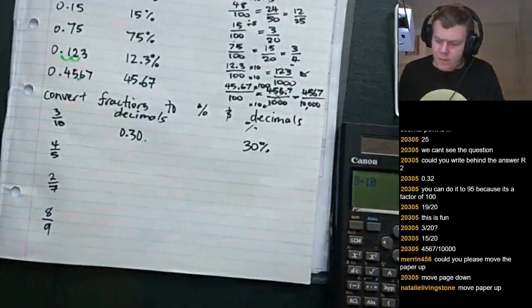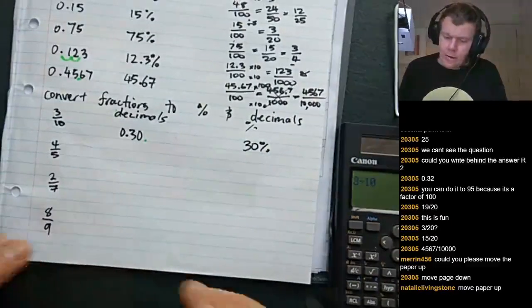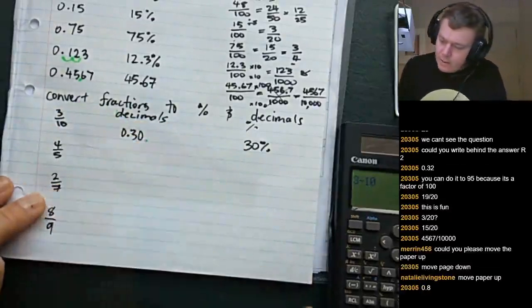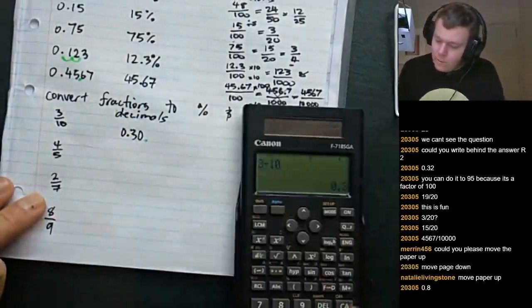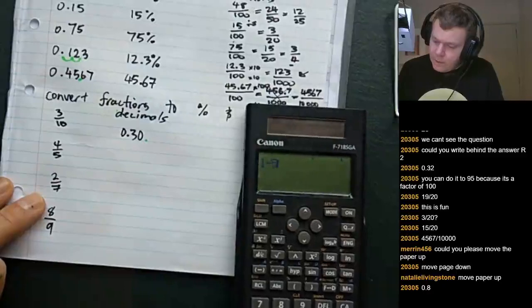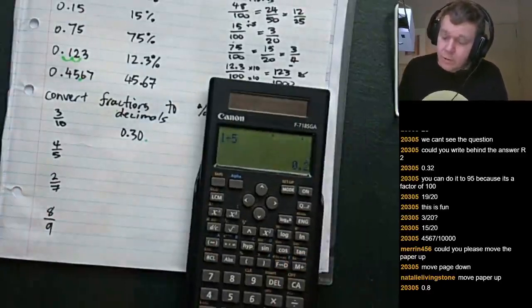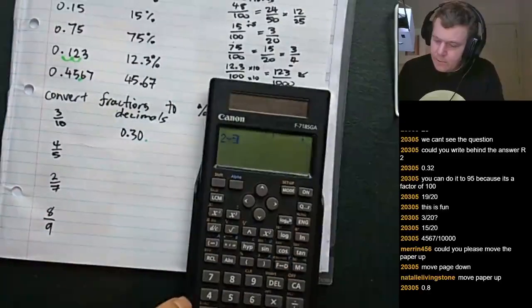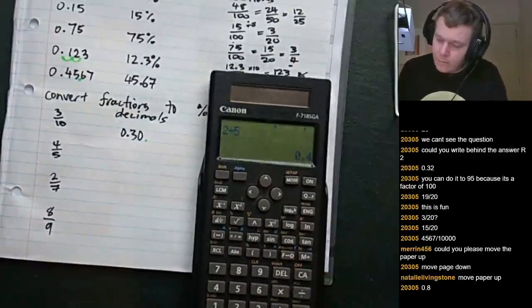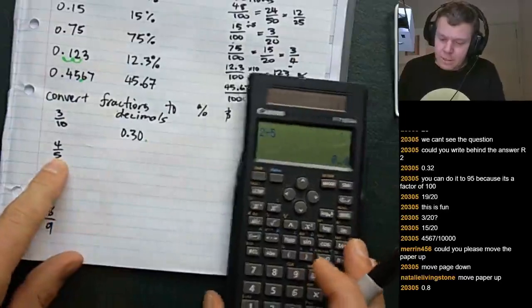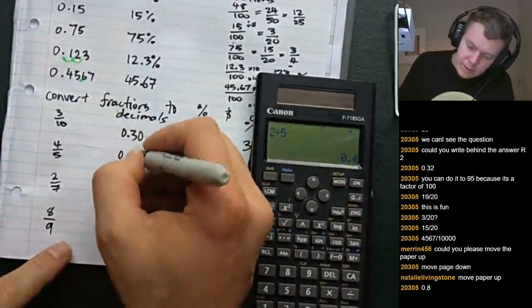All right, 4/5. Well, we want to think what 1/5 is. 1/5, this is something you should know, is 0.2. So 2/5 is equal to 0.4. So we're just counting in 0.2s. So 4 times 0.2 is going to get us to 0.8.